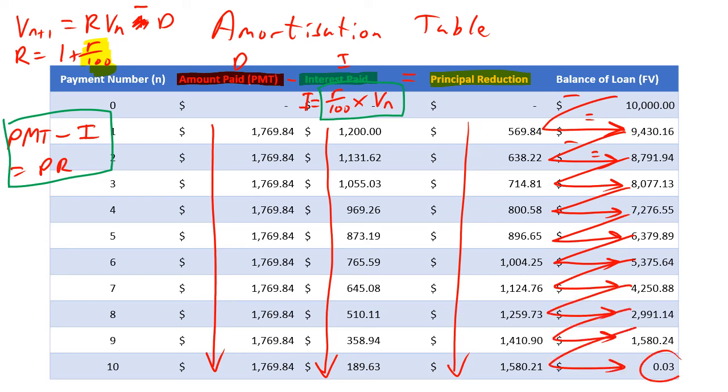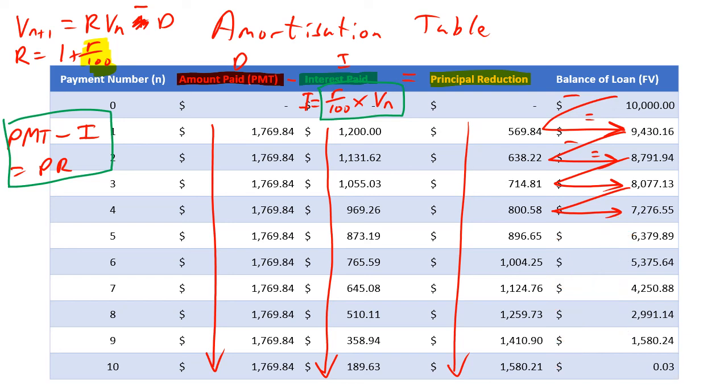And you might just end up with like a little 3 cents. I mean, the bank will ask you for that. So sometimes you might actually have to increase the last payment just to cover that last 3 cents. So the payment over here, you might have to change to $1,769.87 just to make sure that that 3 cents also disappears.